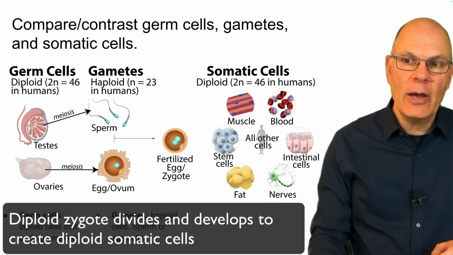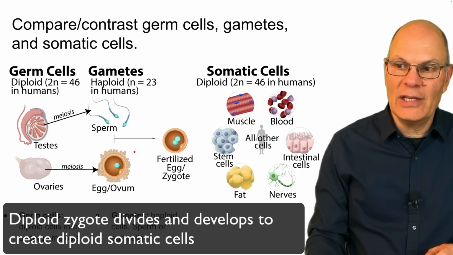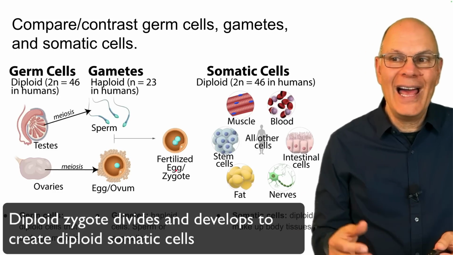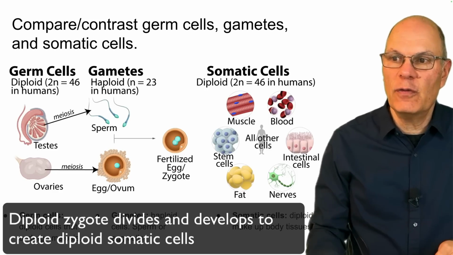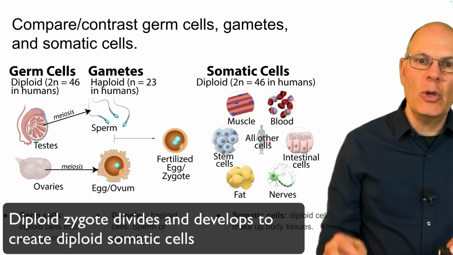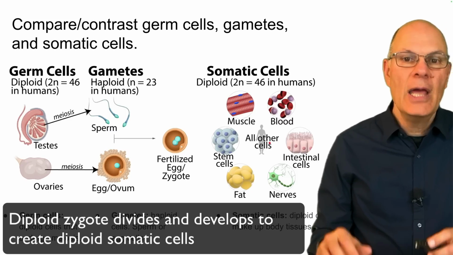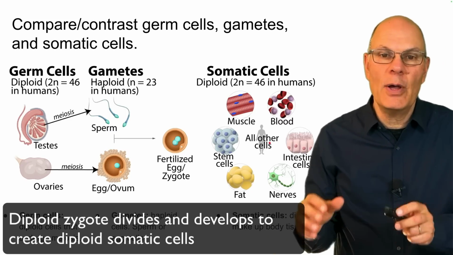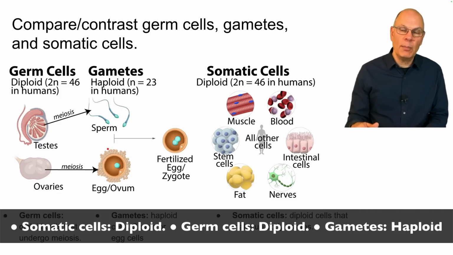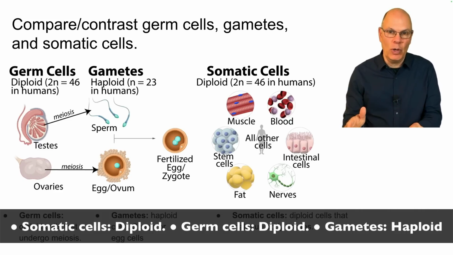the egg. Now the sperm goes ahead and fertilizes the egg, and that egg or zygote will divide, develop, the cells will differentiate, and what you'll wind up with are somatic cells. Those are the cells of the body, the diploid cells that make up the body tissues. Somatic cells are diploid, germ cells are diploid, gametes are haploid.